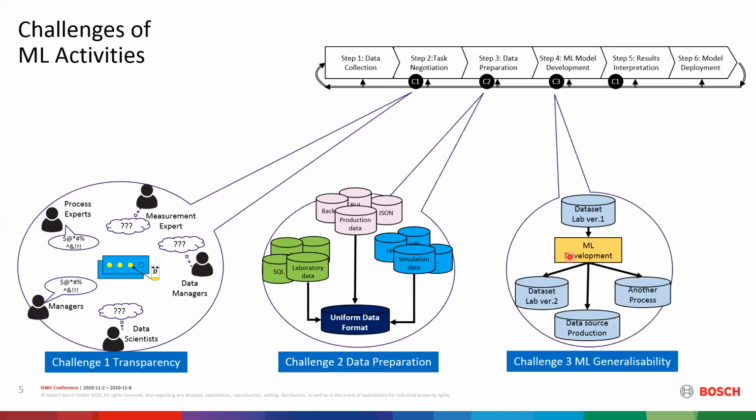Challenge 3 is the machine learning generalizability. Since if we have already developed the machine learning methods for one dataset, it is desired and necessary to transfer the machine learning methods to other datasets, other data sources, and even other processes. Therefore, machine learning generalizability is very important.